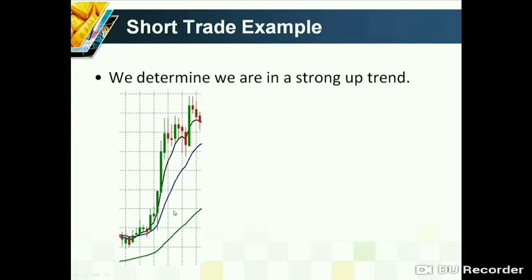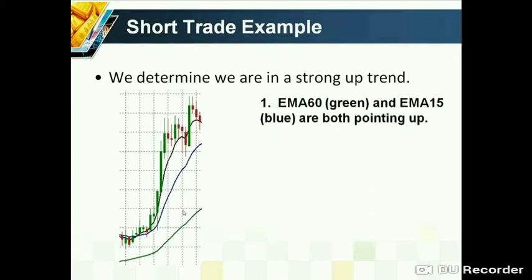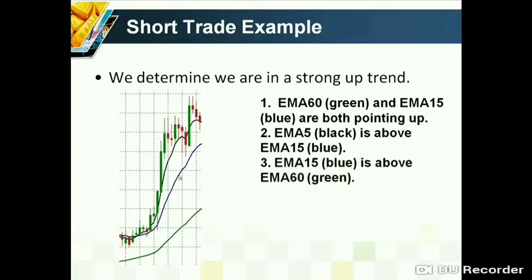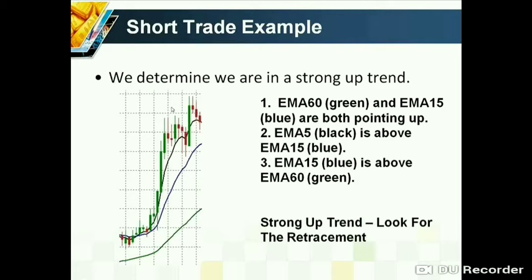We first determine we are in a strong uptrend. We do this by taking a look at the chart. The EMA 60 and the EMA 15, which is the green line and the blue line respectively, are both pointing up. We take a look then to ensure that the EMA 5, the black line, is above the EMA 15, the blue line. And finally, we ensure that the EMA 15 is above the EMA 60. At that point, we determine we are in a strong uptrend.